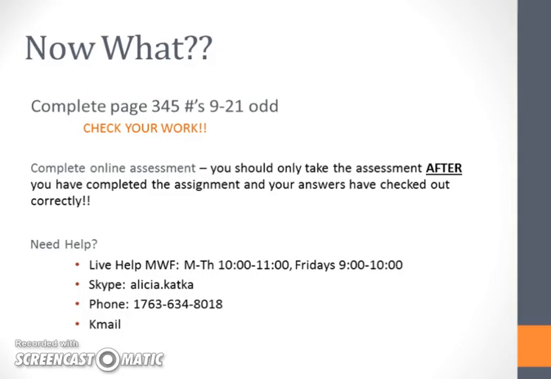Your assignment for this lesson is on page 345, numbers 9 through 21 odd. Make sure you check your answers with the solution guide, to make sure you've got it right. Also, make sure that you're following correct order of operations, so doing any multiplication first before you add or subtract, and you can only combine radicals that have the same number inside that square root.